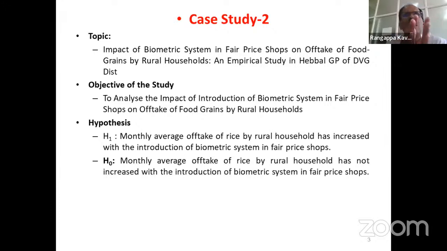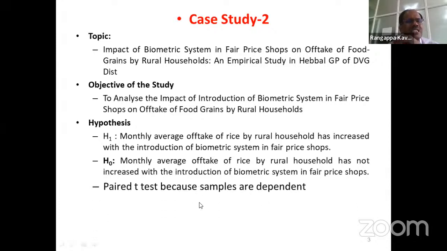What was the average offtake of rice before the introduction of biometric, and what is the offtake of rice after the introduction of biometrics? Therefore, here we have to use what we call the dependent t-test, also called the paired t-test. Even in Excel, while selecting, we use the term paired t-test. We are not using the independent t-test; we are using the dependent t-test because the sample group is the same.